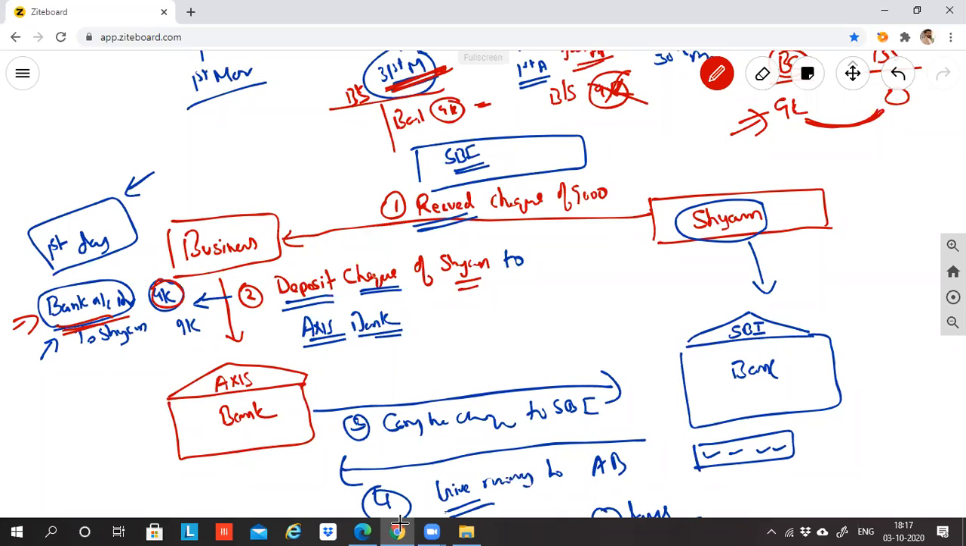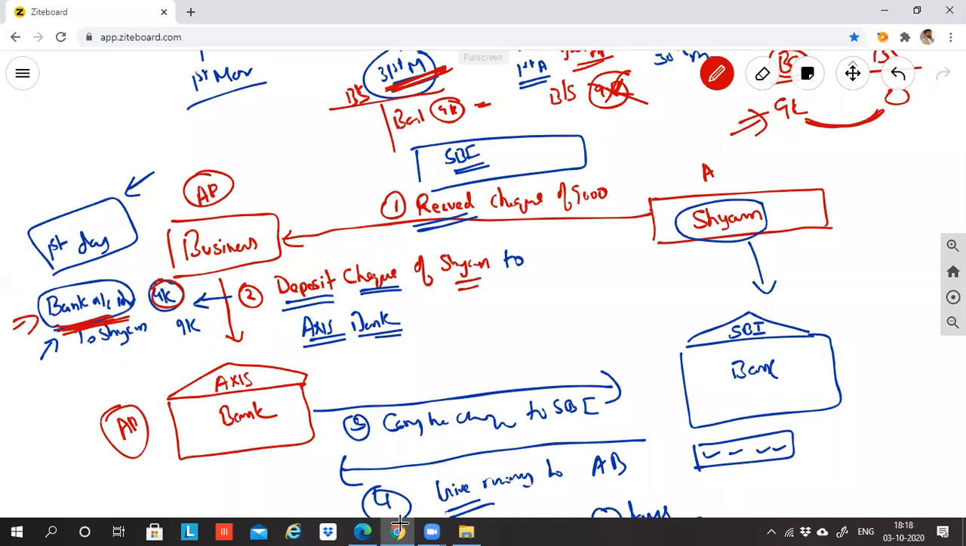The moment the check is deposited in the bank, naturally any person will pass an entry. So this gentleman has passed the entry because this is one of the accounting processes being followed by the business. Nothing wrong in this. But the accounting process that the business follows and the accounting process that the banker follows are different. Because of this difference in the accounting policy, there is a difference in the bank balance.